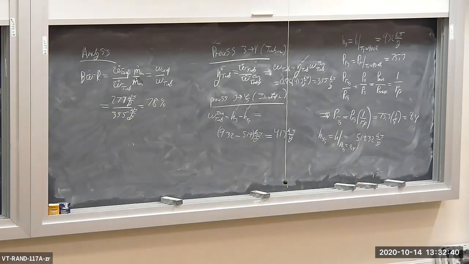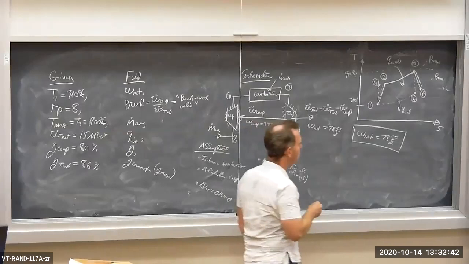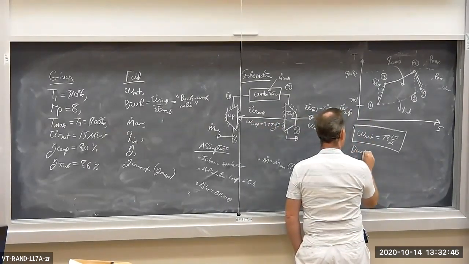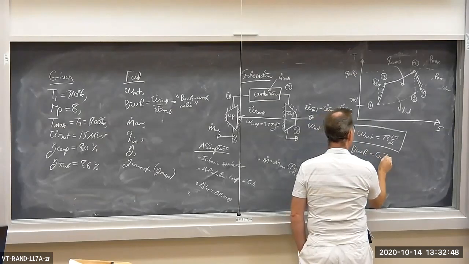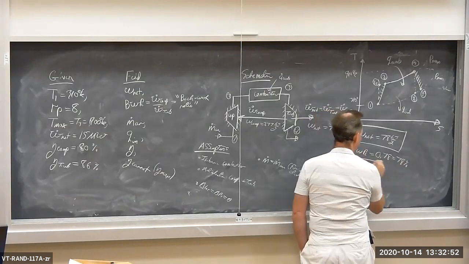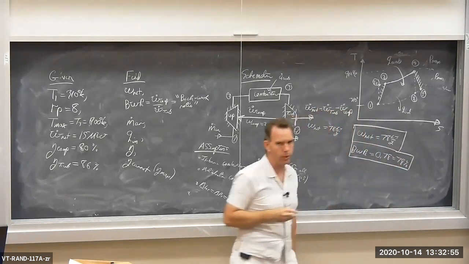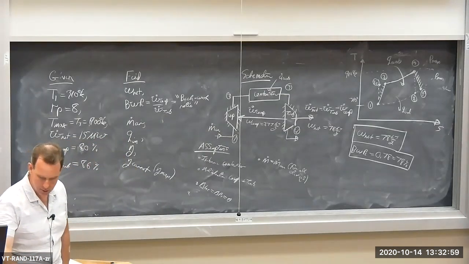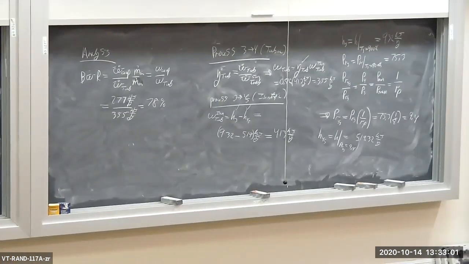Back work ratio 0.78, or if you like, 78%. Clearly, you want a gas turbine with a fairly low back work ratio. And you do that by improving the efficiencies of the turbine and the compressor. Okay, what's next? We're supposed to calculate m dot for the air.